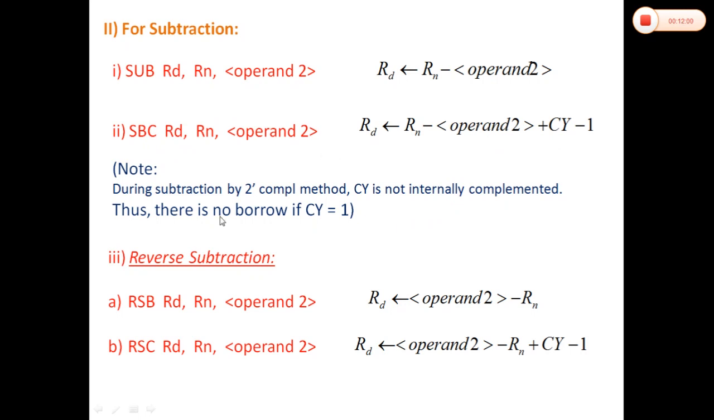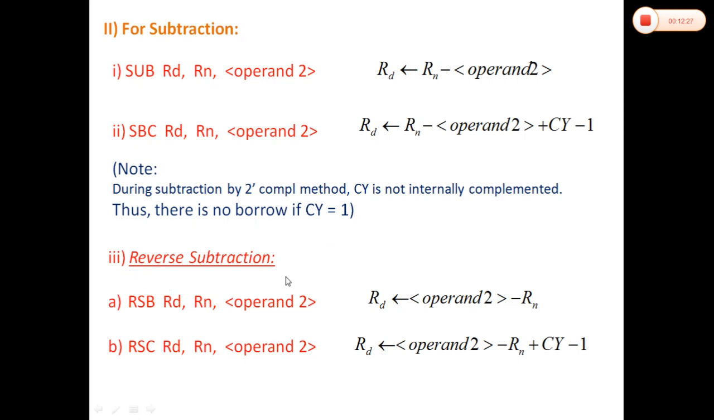So in case of ARM, we can see that during subtraction, which is done by the 2's complement method, the carry is not internally complemented during the operation of this instruction, and therefore the fact is that there will be no borrow if carry is set, and there will be a borrow. It means that borrow is required when carry is reset.